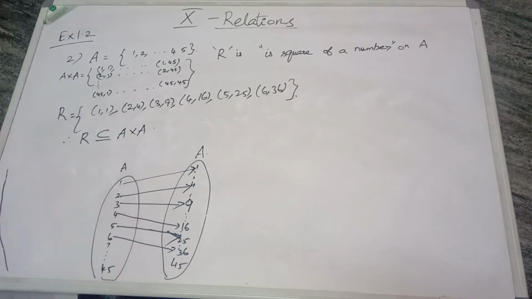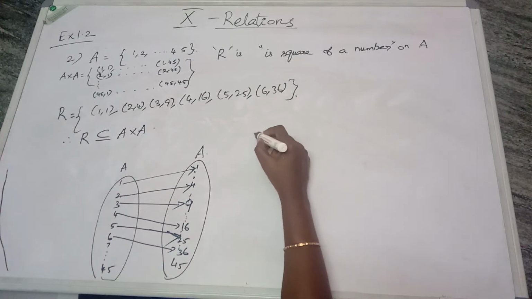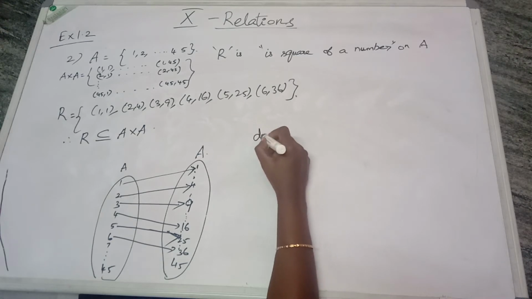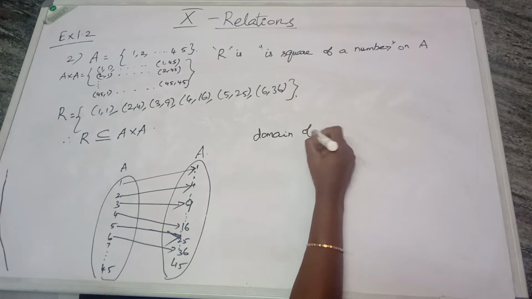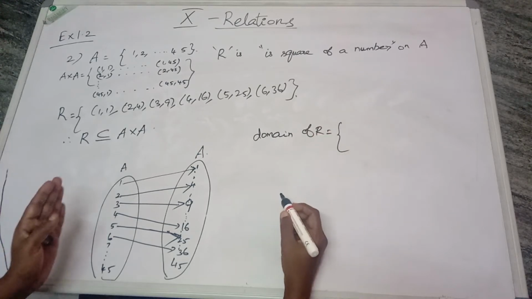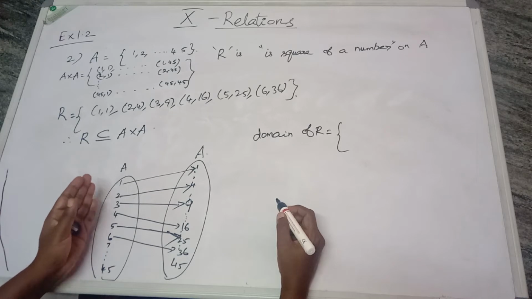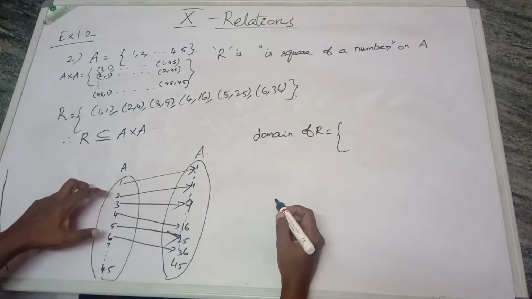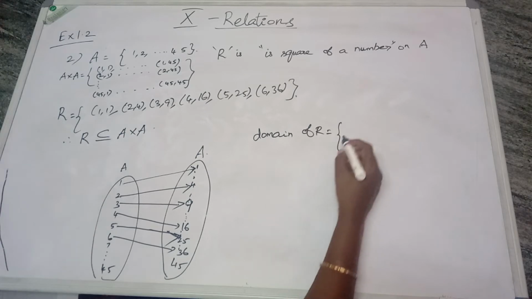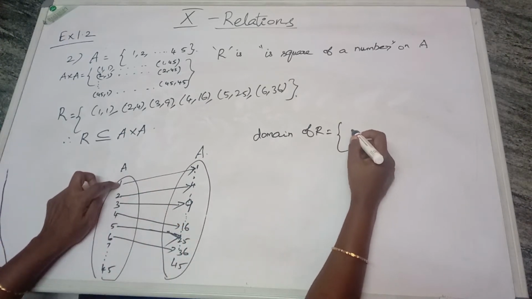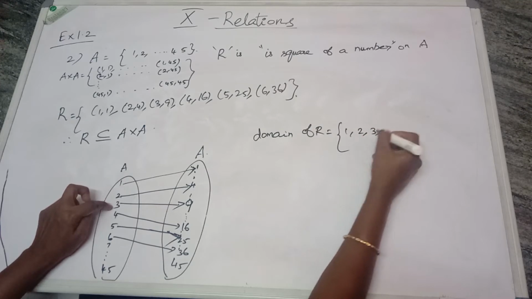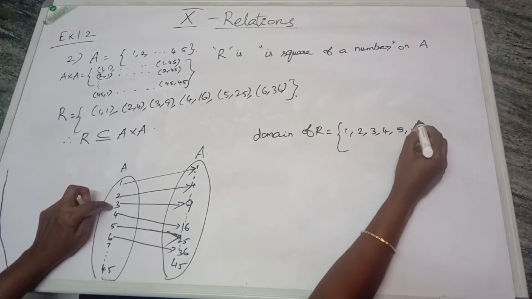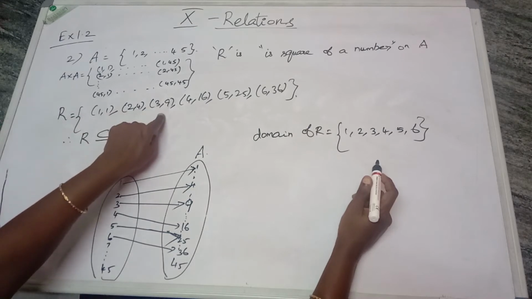Okay, and the next one is find the domain and range of R. How to find the domain of R? The collection of elements in the first set which are related to the second set is called the domain of R. So what are all the elements related to the second set? 1, 2, 3, 4, 5 and 6. That is nothing but the first coordinate of the ordered pairs.